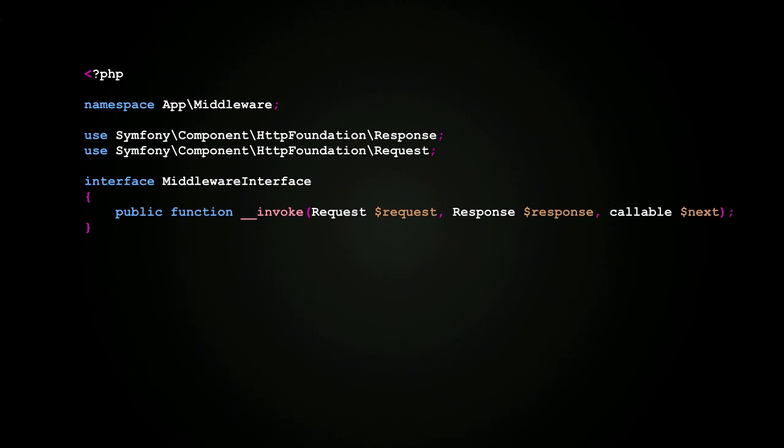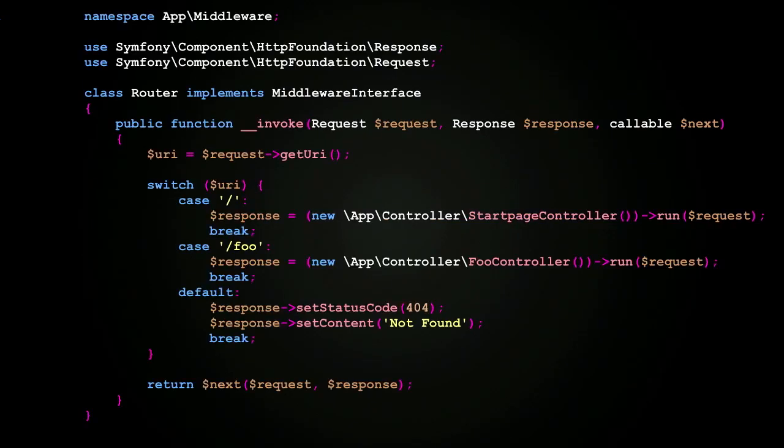So, as an example of one of these middlewares, this is a router. This is a router with 2 routes. I'm just checking the URL. If the URL is just /, just serve the start page. And if it's /foo, just show the foo controller. The Symfony router is super quick, but this is way quicker because it's just a few if statements. The Symfony router is generic. If you do something specific, it's way quicker.